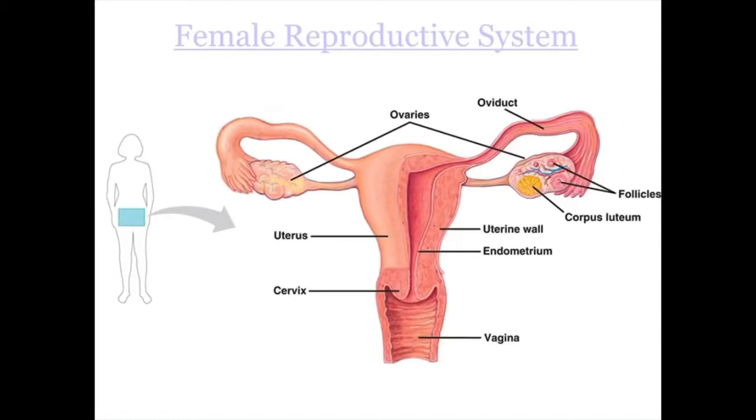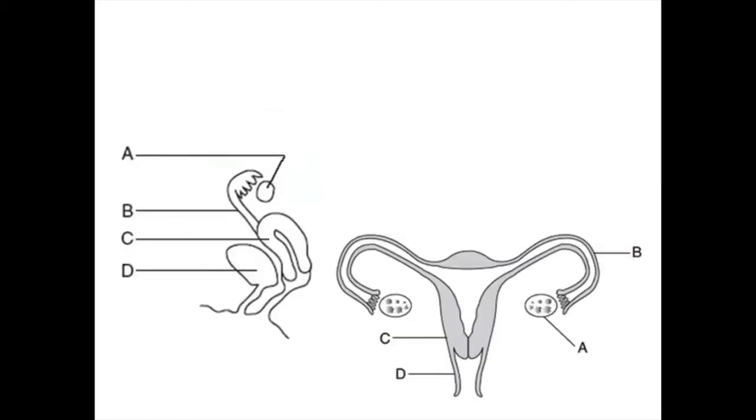Take a look at the female reproductive system today. Keep in mind that when we are looking at the female reproductive system, all structures and organs are internal. Humans are set up for internal fertilization and internal development. So we are going to start by looking at the ovaries.